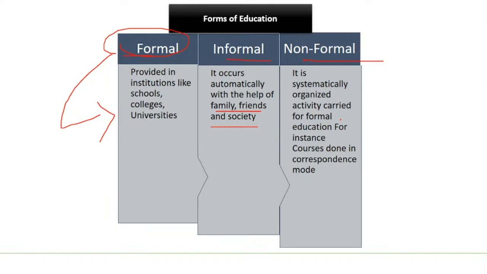So there are 3 forms of education. One is formal, one is informal, and one is non-formal. These questions are also seen with the help of examples. So they can give you an example, and they can tell you to identify the form of education.